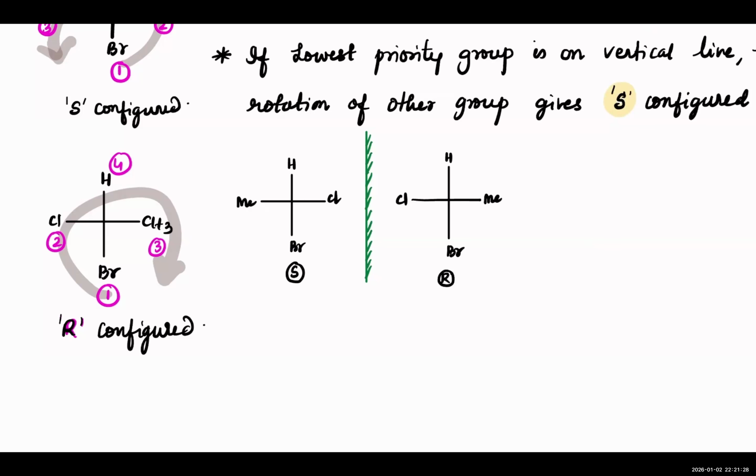So you can see here, chlorine and methyl exchange has happened. This is called one exchange. So which means if you want to convert R to S, the number of exchanges required is only one or odd number of exchanges. So odd number of exchanges always lead to the change in configuration.